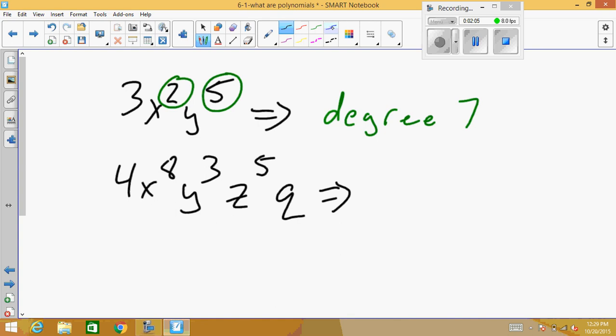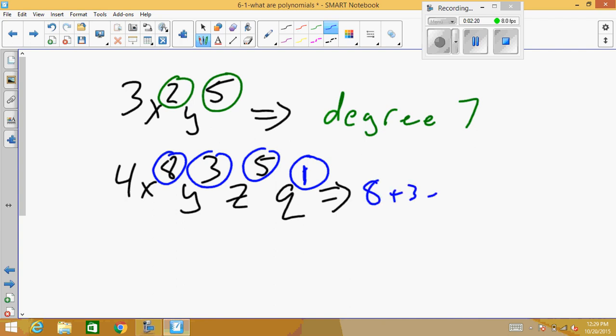So here when I add up all of their exponents, I've got an 8, a 3, a 5, and don't forget this one right here for the q. If it's not there, we have to assume that it's 1, q to the first power. So we'd have a degree of 8 plus 3 plus 5 plus 1, or, let's see, we've got 11, 16, 17, degree of 17.